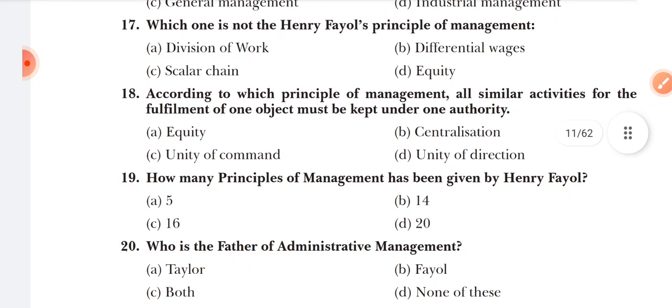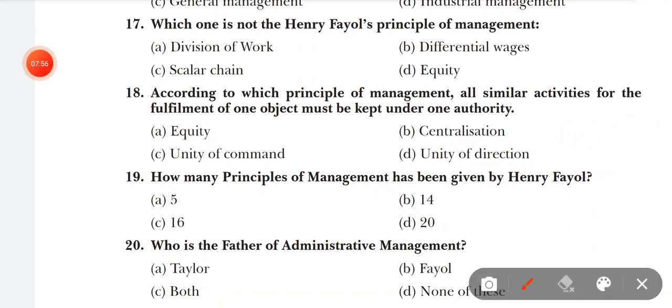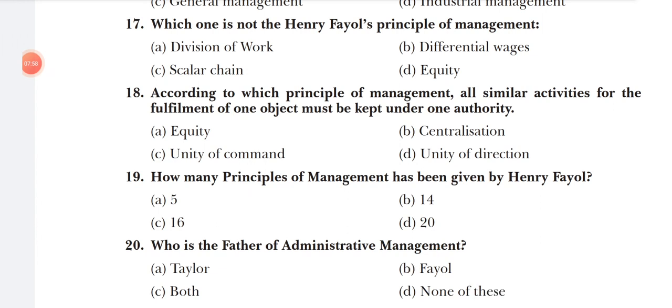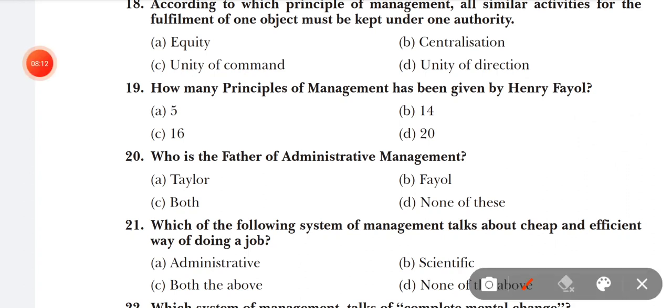Question 20. Who is the father of administrative management? And the correct answer of this question is option B, Fayol. Now question 21. Which of the following systems of management talks about a cheap and efficient way of doing the job? And the correct answer of this question is option B, scientific.